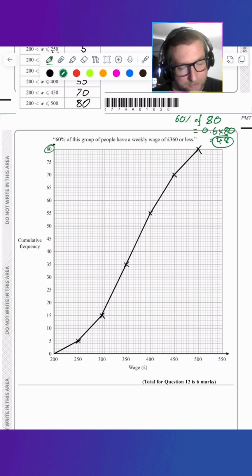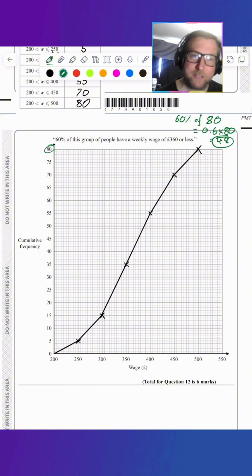48. So we're looking, and again, there are 3 marks available here, so the value 48 should be clear from your working, because you'll get a mark for identifying 48.